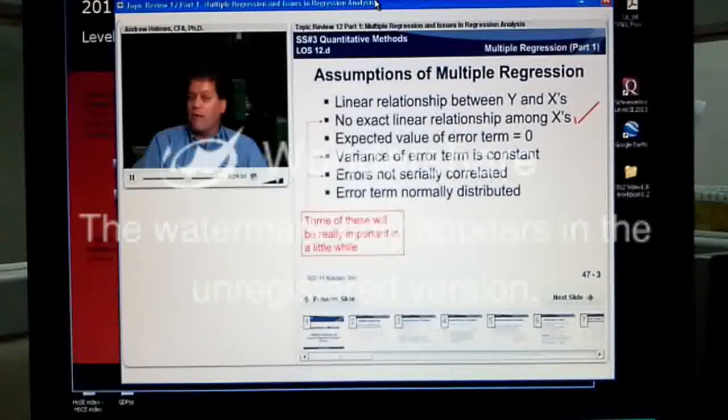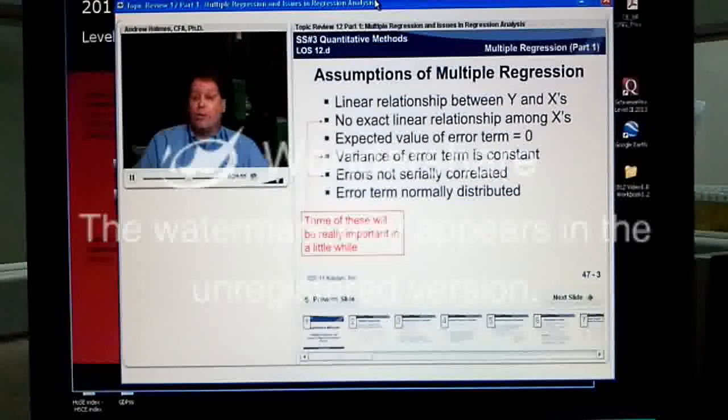We're going to talk about the variance of the error term. If that assumption is violated, we're going to have heteroscedasticity. And then we're going to talk about the error terms being serially correlated. And if that assumption is violated, then we're going to have this serial correlation, also called autocorrelation. And we're going to have to come back and investigate those three assumption violations very closely, so you'll see that as we get a little further into the reading.